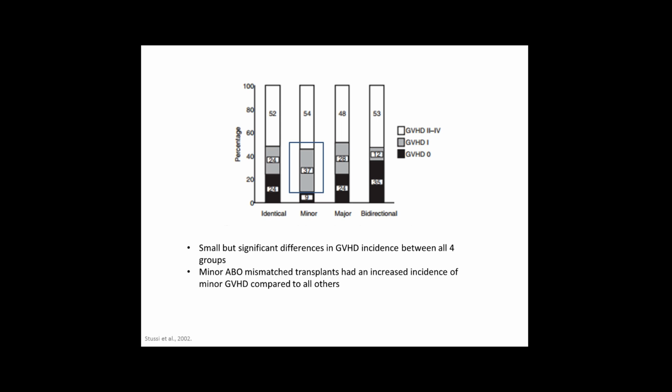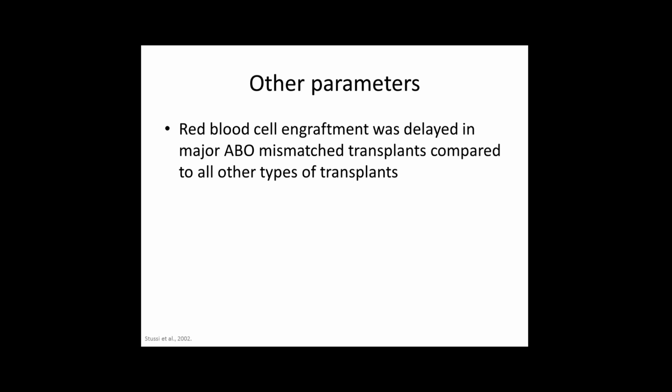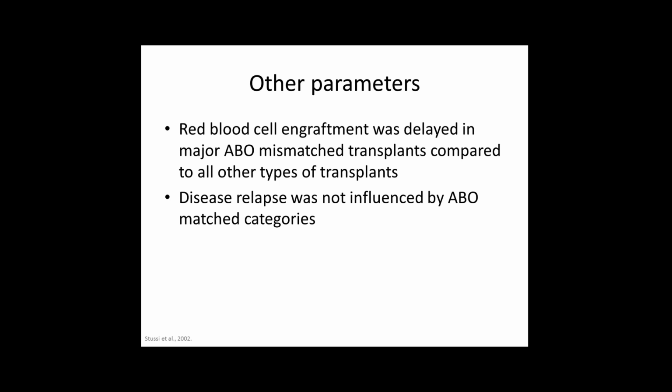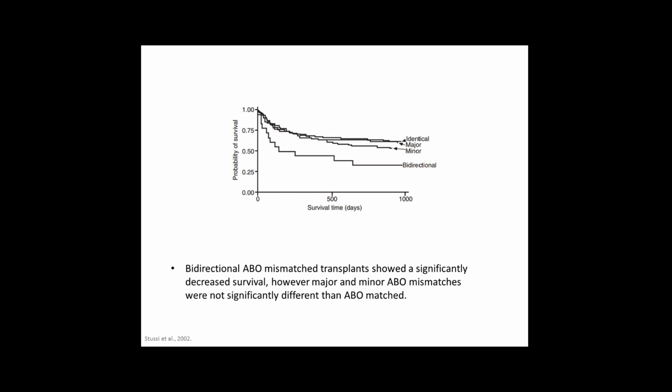Another paper, Stussy and colleagues, this was published in 2002, noted small but significant differences in the incidence of GVHD between all 4 groups of ABO matched versus mismatched transplants. They also noted that minor ABO mismatched transplants had an increased incidence of minor GVHD compared to all others. They also noted that red cell engraftment was delayed in major ABO mismatched transplants, which we know. But they importantly noted that disease relapse was not influenced by ABO mismatched categories.